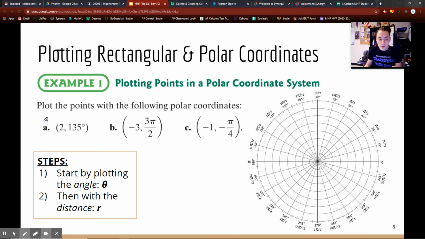So 2, let's do this one in purple, 2 and then 135. So I'm going to go to 135. 135 is roughly right here. Okay, so I'm going to recognize that that's 135. And now I'm going to plot my r. So that's going to go up 2. Now, for the sake of clarity, I'm actually going to make this 1, and this will be 2.